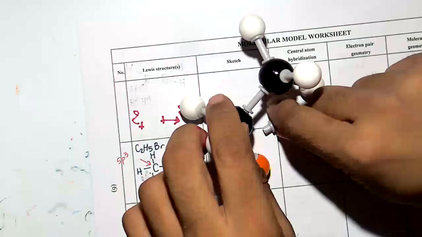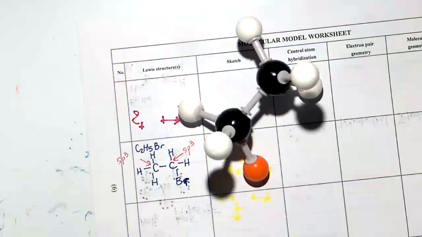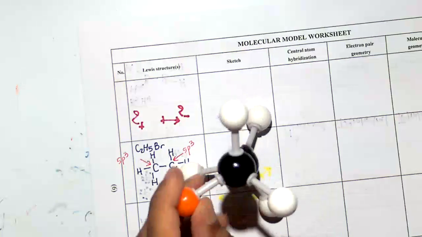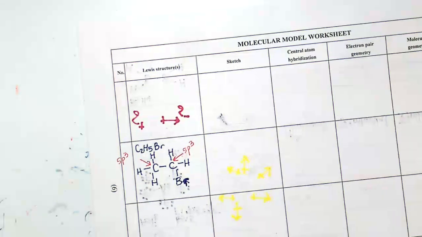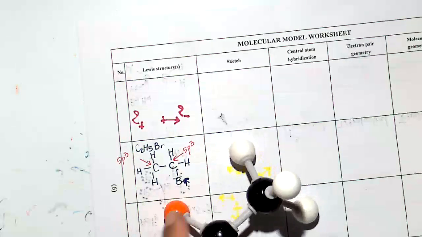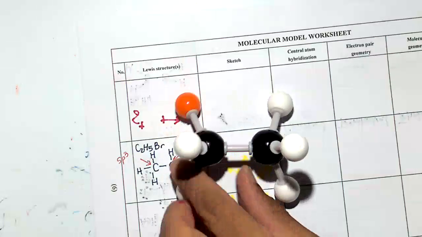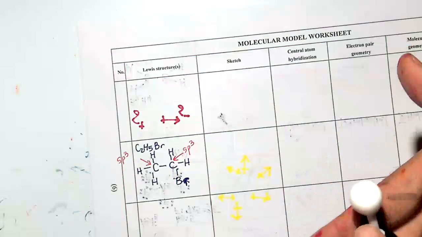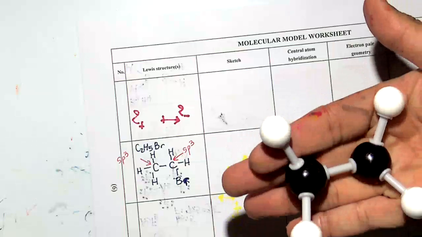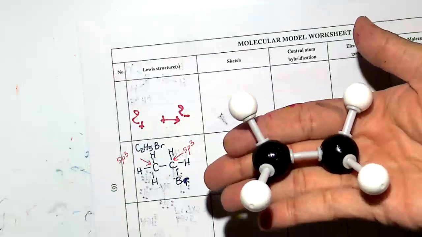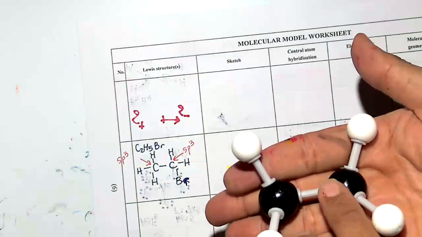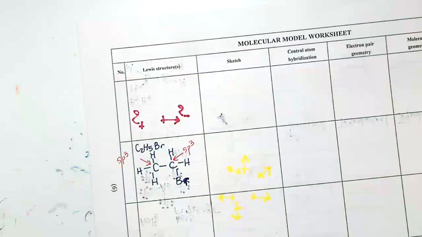Okay, here we go. C2H5Br. So this is two tetrahedrals coming together, two tetrahedrons. You see this? This is a tetrahedral carbon. This is a tetrahedral carbon.